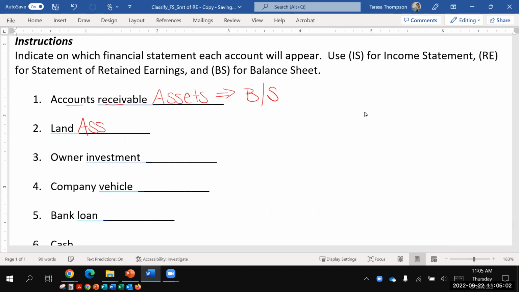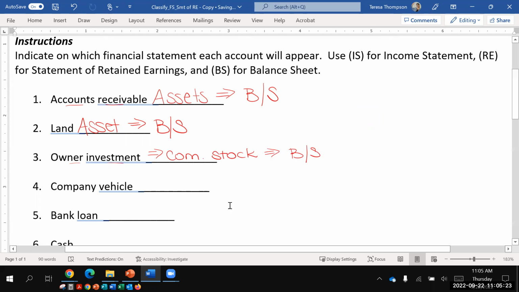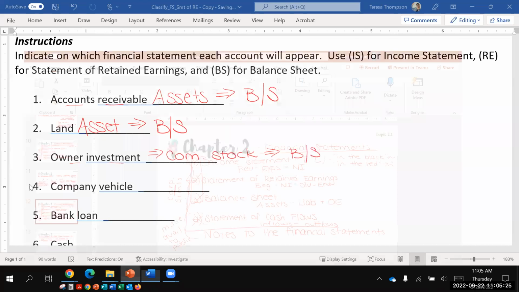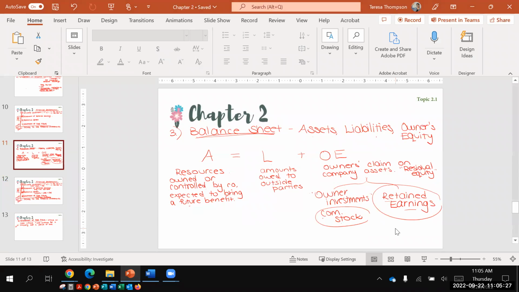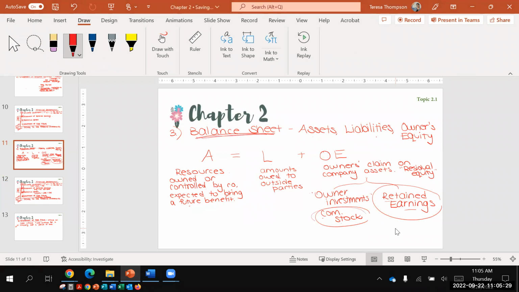Land, that's another asset. Therefore, balance sheet. The owner's investment, okay. The owner's investment for a corporation is called common stock. Common stock, oh, this is a tough one, but common stock is going to appear on the balance sheet. And if you're not sure, think back to your notes that we did, right? For the balance sheet, common stock is going to show up under owner's equity.